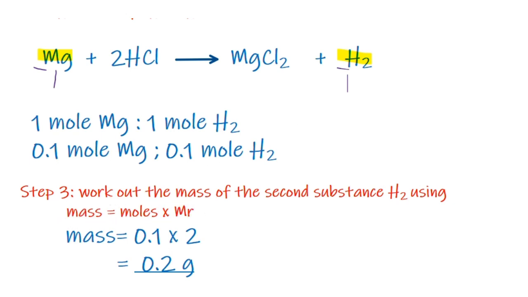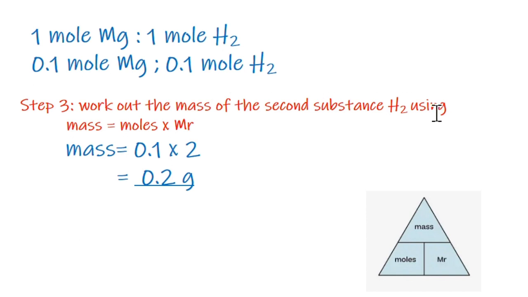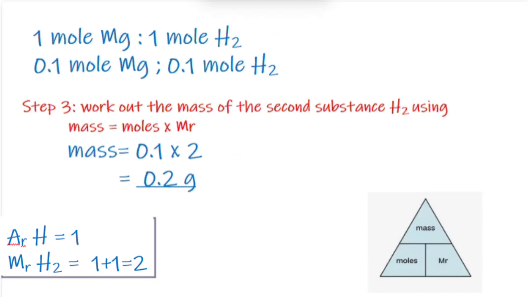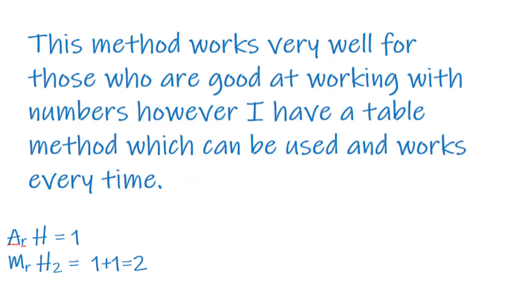Step 3 then means work out the mass of the second substance, hydrogen, using the mass equals moles times Mr. So we've just learnt that the mass is the 0.1, which is the moles of hydrogen, times the Mr for hydrogen, which is 2. As you can see here, we've worked that out in the bottom left-hand corner. So the mass of hydrogen produced is 0.1 times 2, which is 0.2 grams.